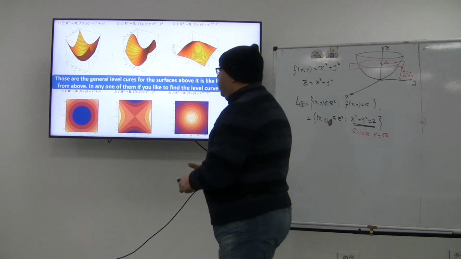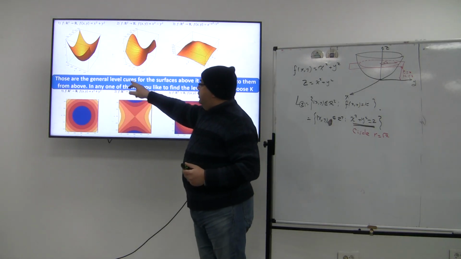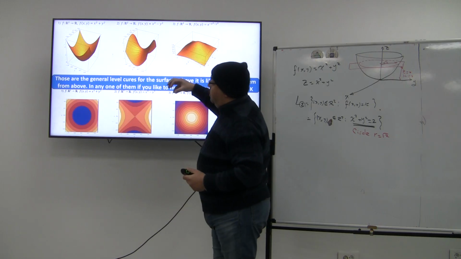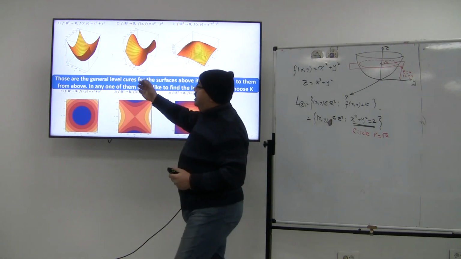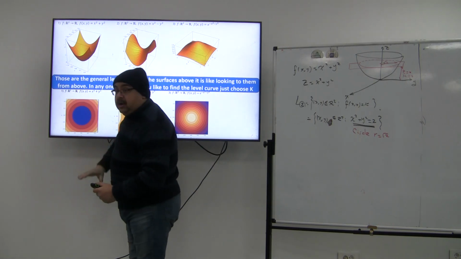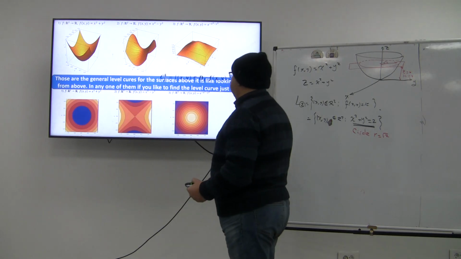Okay, once more, those are the general level curves. I'm sorry, these are curves for the surface above, and it is like looking at them from above. I can imagine these shapes if I'm raising my camera above or standing above, and those are the levels beneath each other.